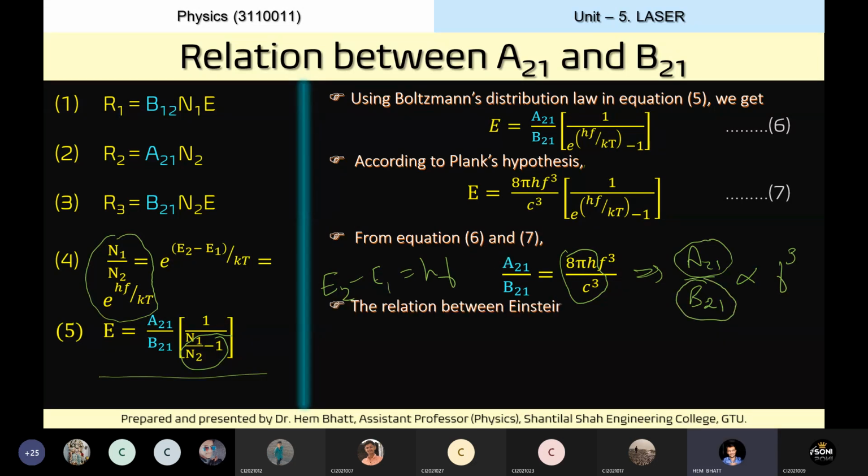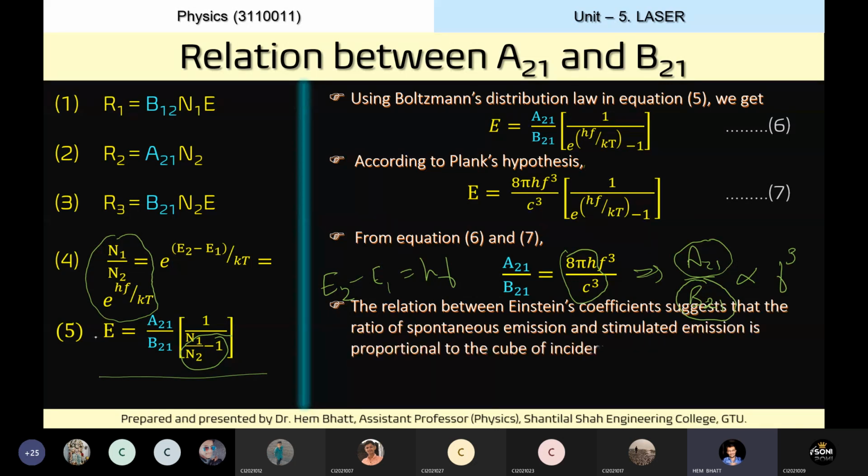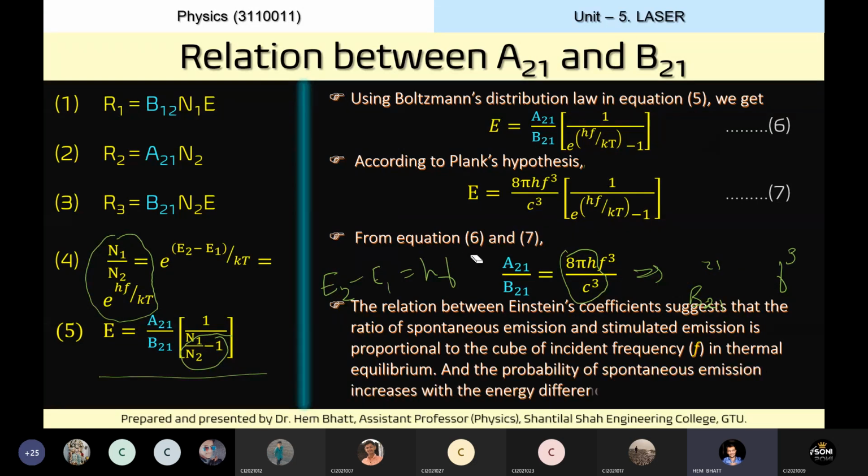So the relation between Einstein's coefficients suggests that the ratio of spontaneous emission and stimulated emission is proportional to the cube of incident frequency in thermal equilibrium. Okay, and the probability of spontaneous emission increases with energy difference between the states. If energy levels are far separated, spontaneous emission is more likely to occur. If the states are closely distributed, stimulated emission is more likely to take place. આટલો આજનો આપણો ટોપિક હતો.